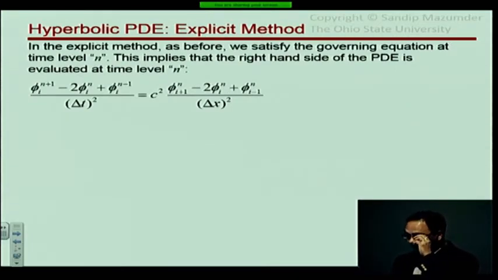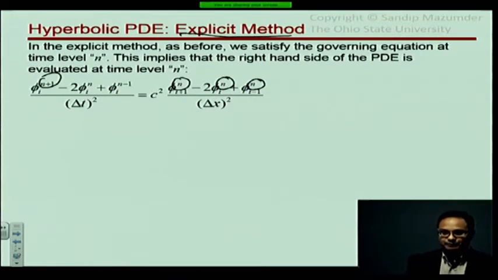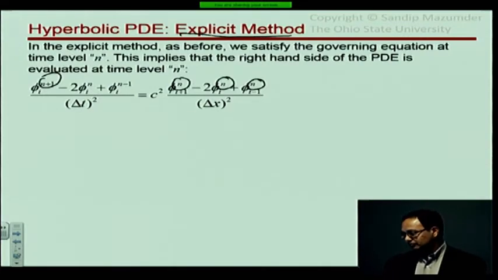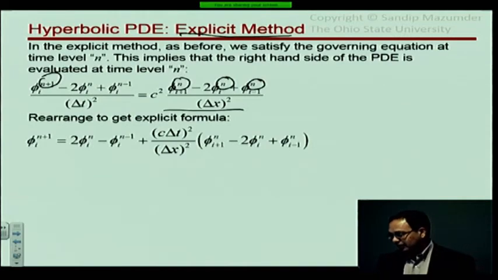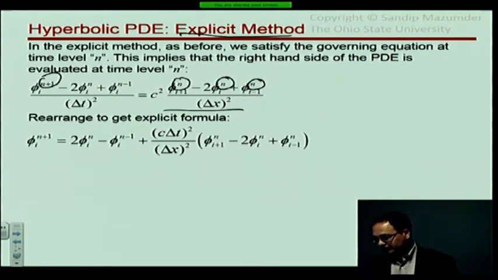Of course, we want to satisfy that if I now use an explicit method, which is what I'm looking at here, the right-hand side must have everything at n. I'm trying to solve for n plus 1. So same idea as a parabolic problem: the right-hand side, we are setting it at n. Therefore, we can rearrange that equation to give us this formula.